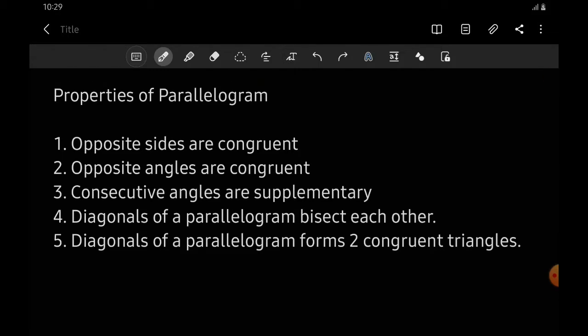Okay, today we are going to discuss the properties of a parallelogram. For a parallelogram, we have 5 properties. Number 1, opposite sides are congruent. Number 2, opposite angles are congruent. Number 3, consecutive angles are supplementary. Number 4, diagonals of a parallelogram bisect each other. Number 5, diagonals of a parallelogram form two congruent triangles. I'm going to discuss each of these properties.